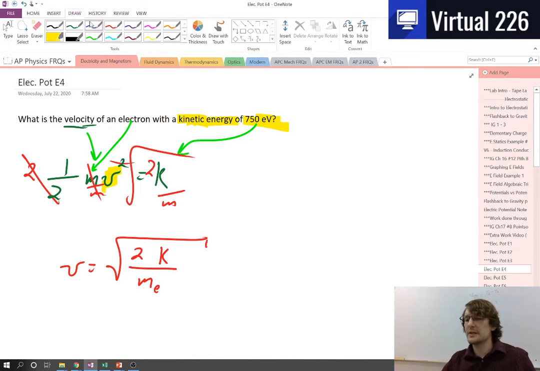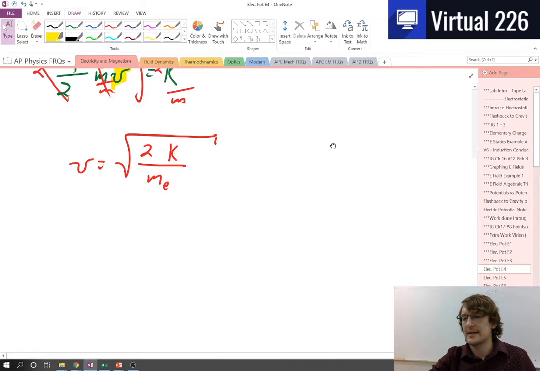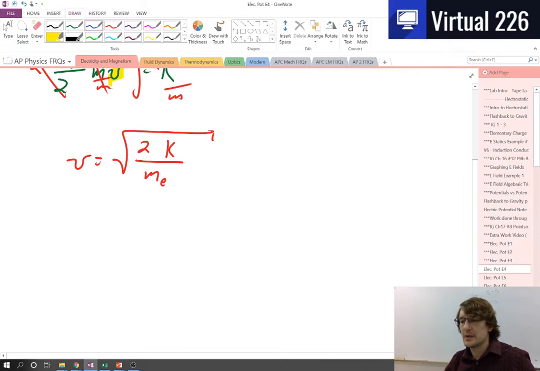Now, something we need to be a little bit careful about here is that this kinetic energy, some of us might have the idea that, oh, we'll put in 750 electron volts, but that's not in SI units. SI units are joules for energy. We need to convert that 750 eV into joules. And it's important to remember that there's 1.6 times 10 to the minus 19th joules in every 1 electron volt. So we're going to have to make that conversion, and then we're going to have to put in the mass of the electron.